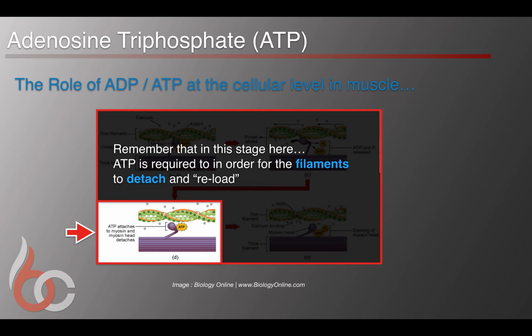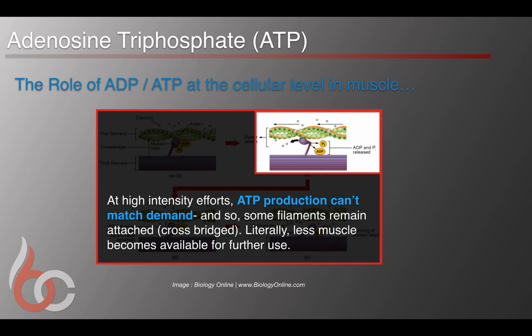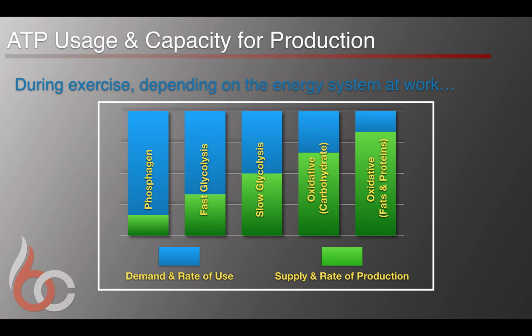And those are just hypothetical numbers. I'm not sure if they're anywhere near accurate, but what we're looking at is a deficit or a debt that we're slowly going into. At a high intensity effort, ATP production cannot match demand. And so, as a result, some filaments are going to remain attached or cross-bridged. Literally, over time, less muscle becomes available for further use.